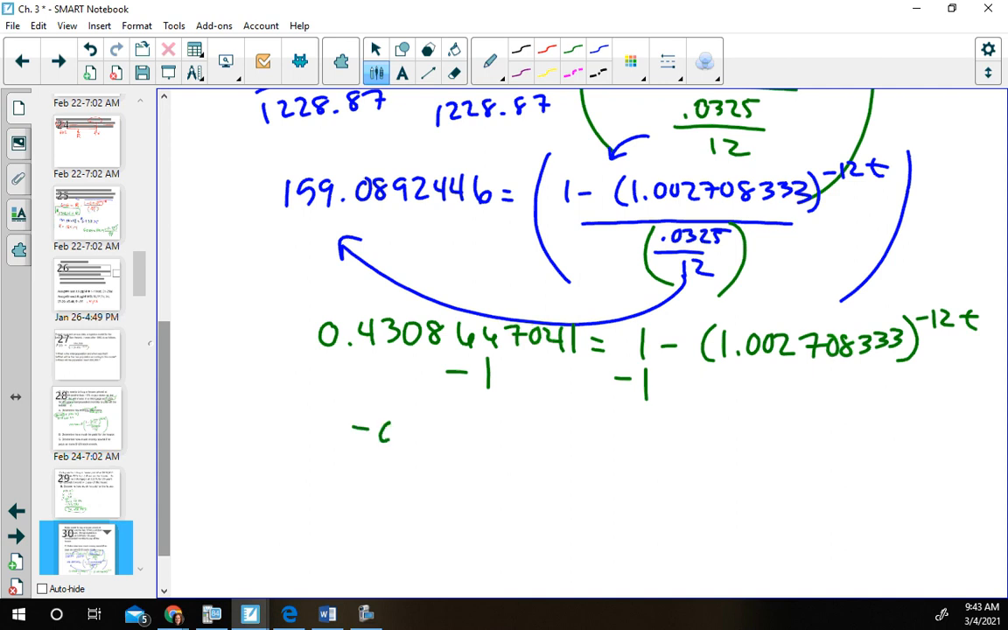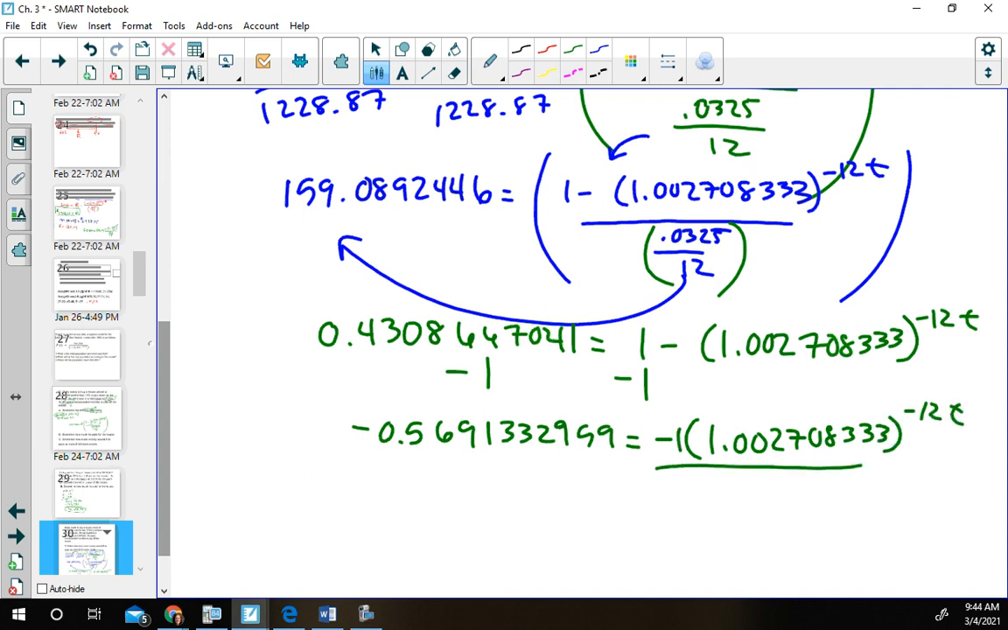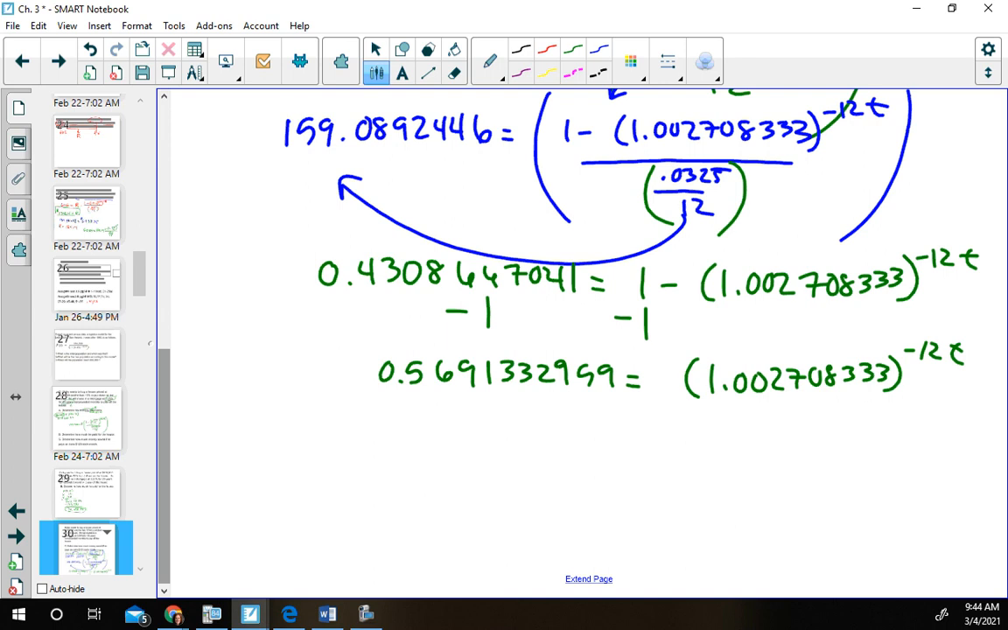Negative 0.5691332959. Okay, this is like a negative 1, so if I divide by it, it's going to make it all positive for me, which is what I need. So I'm just going to change it all to positive. Okay, now I'm an exponential, so I have to convert to log to solve this.